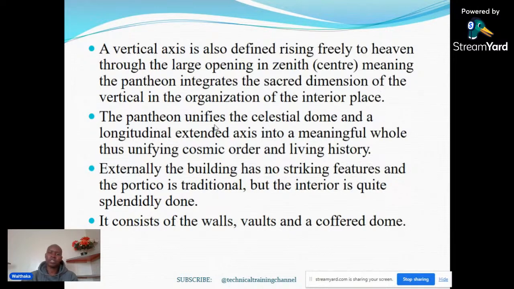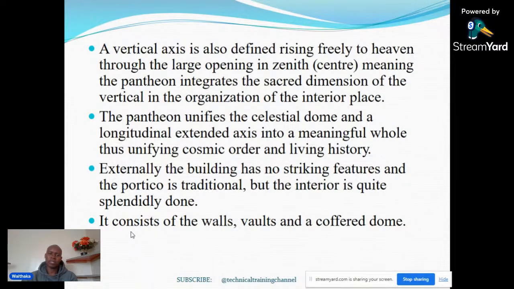The Pantheon unifies the celestial dome and the longitudinal extended arcs into a meaningful whole, thus unifying cosmic order in the living history. And we are also saying that externally the building has no striking features and the portico is traditional, but the interior is quite splendidly done. I think we've dwelt quite much on the way they did the interiors and the exteriors.